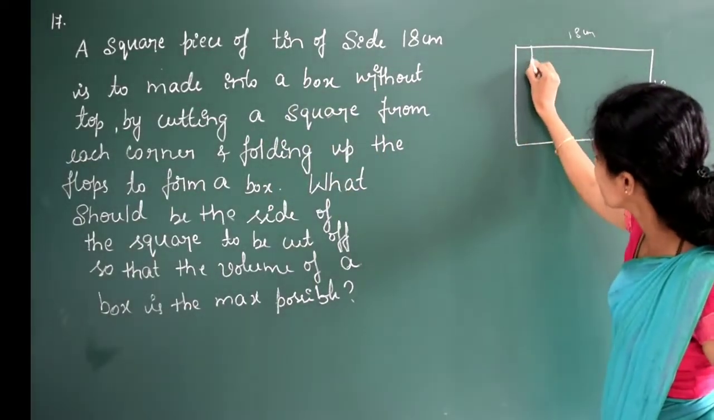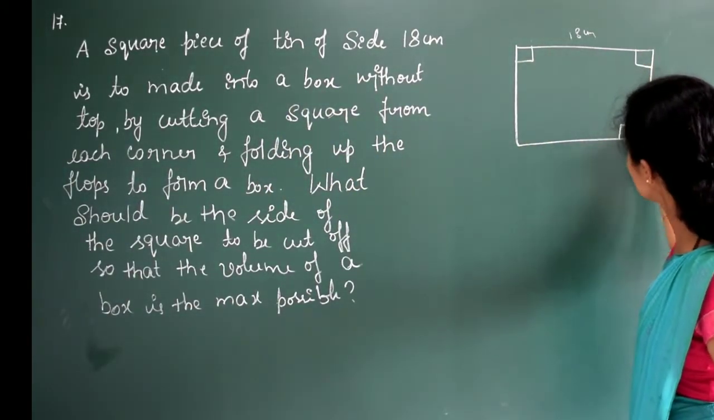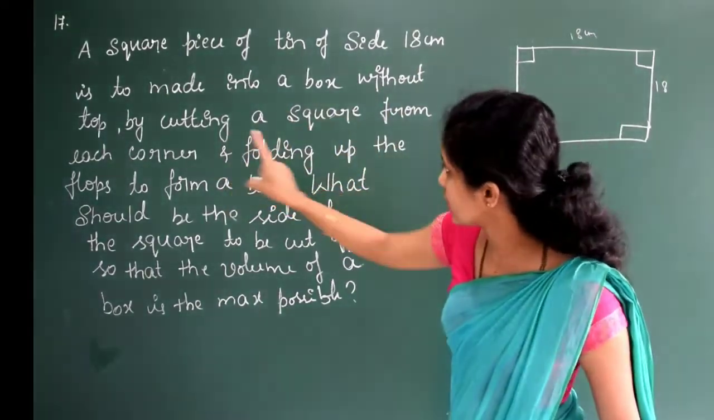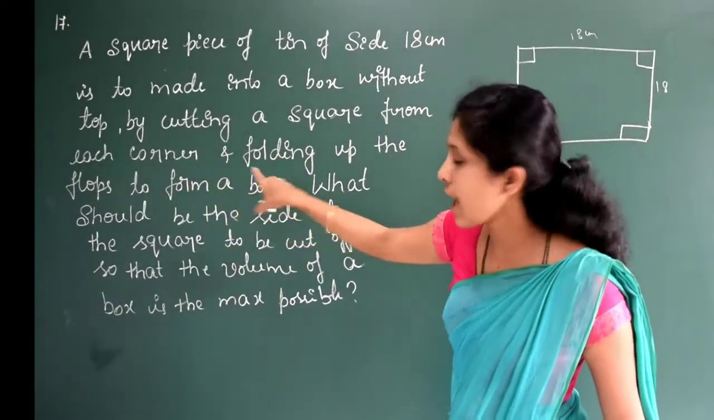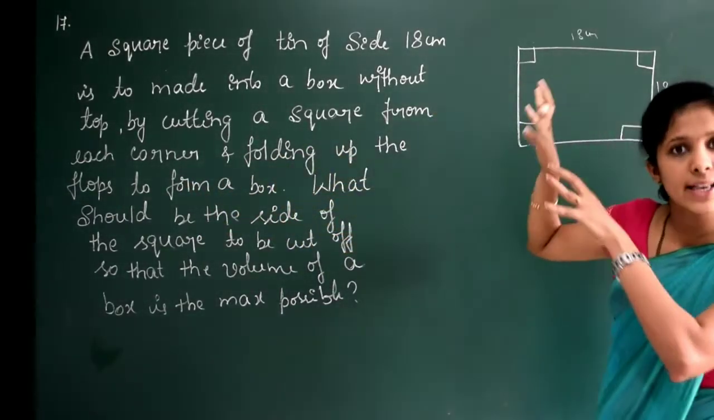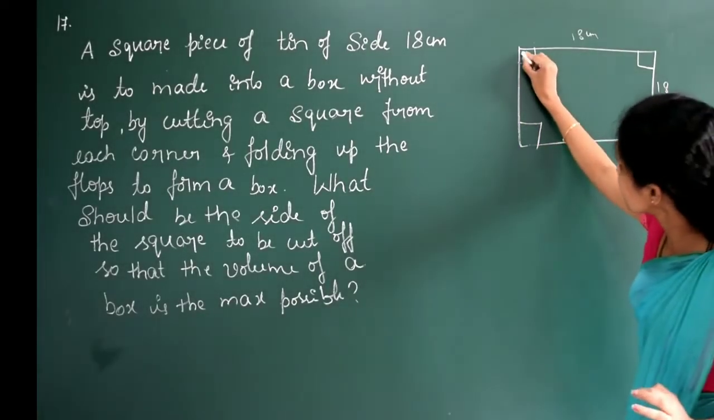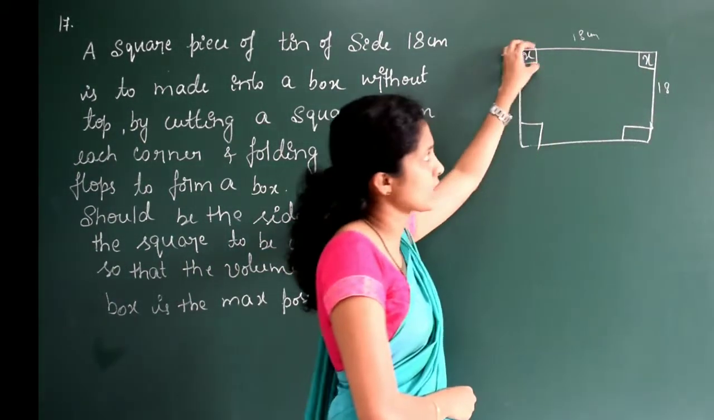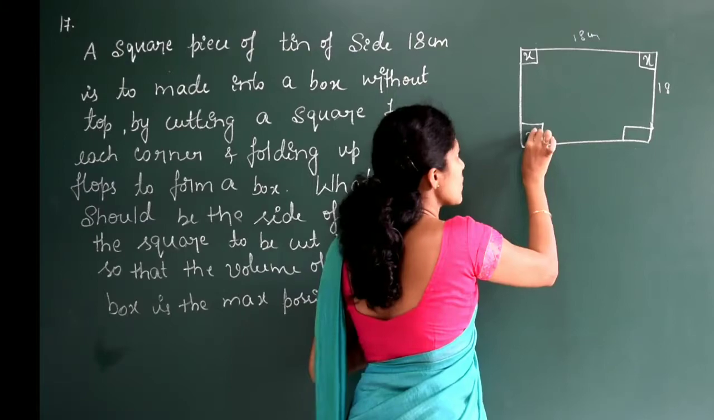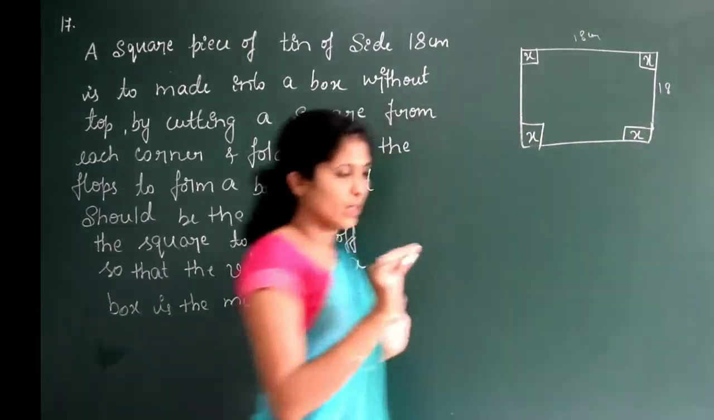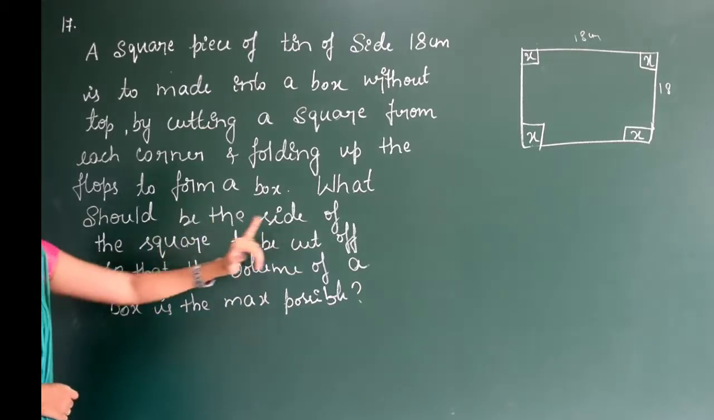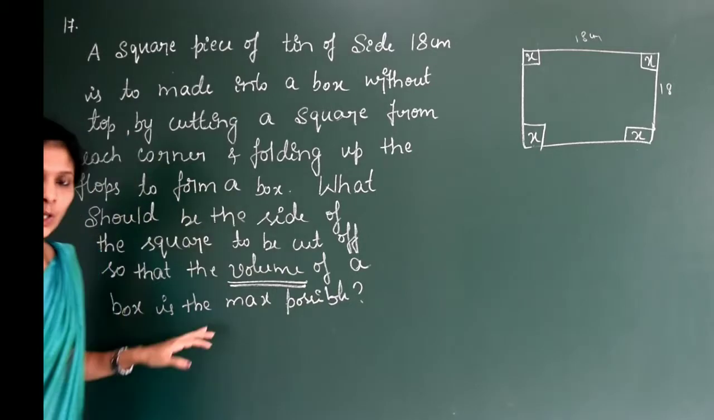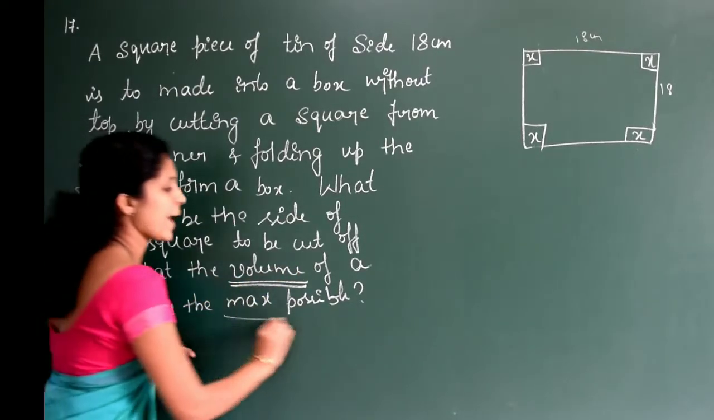There are 4 corners, right? This is one corner, second corner, third corner and fourth corner. Cutting a square from each corner and folding up the flaps to form a box. Let us consider we cut x centimeter from each corner. Now this is x, that is also x, here also x and this is also x. Now what you have to find is what should be the side of the square to be cut off so that the volume of the box is the maximum possible.